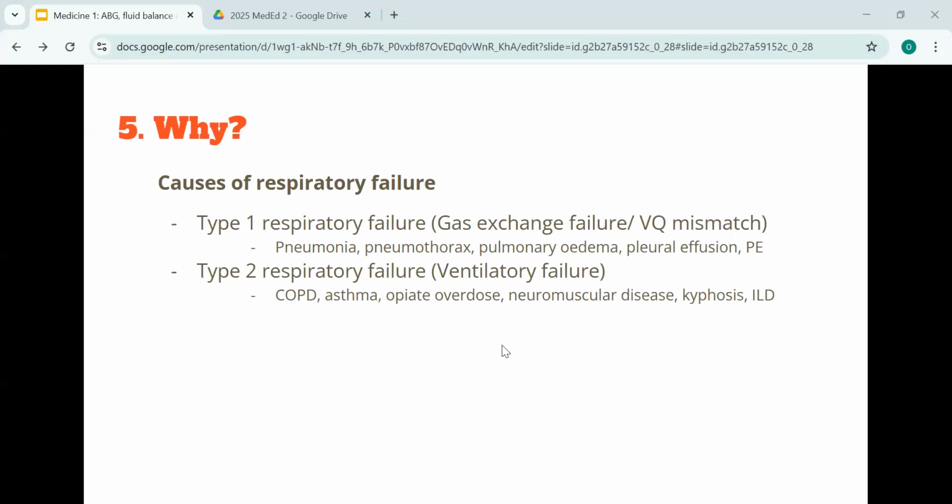So type 1 is a failure on the level of the alveoli. Type 2 is a more global failure on the whole breathing and ventilatory systems.